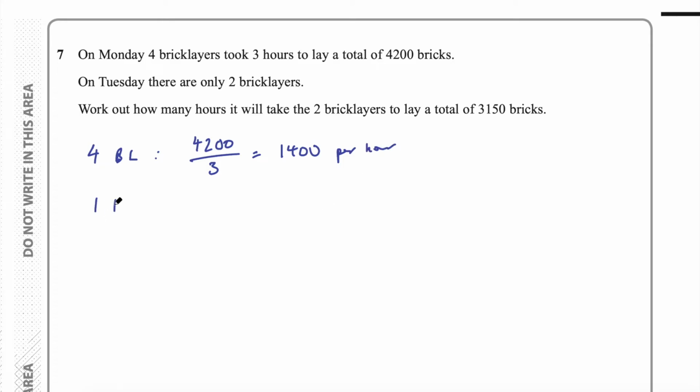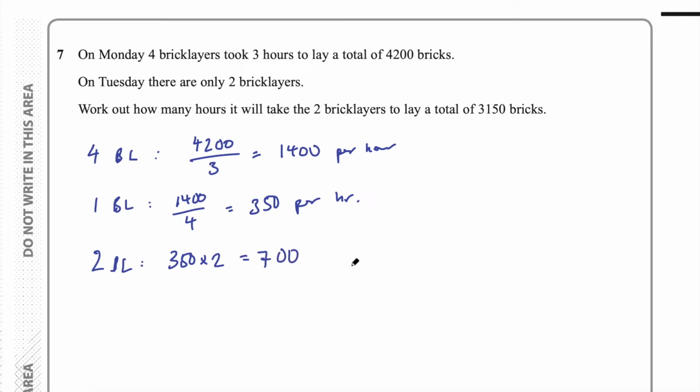So therefore, 1 bricklayer, based on that information, will be this rate divided by 4, because this was the rate for 4 bricklayers. So 1 bricklayer will be 1,400 divided by 4. 14 divided by 4, that's 3.5. So this is going to be 350 per hour. So then we can work out the rate for 2 bricklayers. That'll be 350 times 2. So 350 times 2 is going to be 700 per hour.